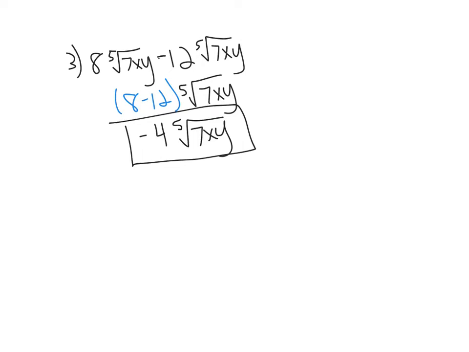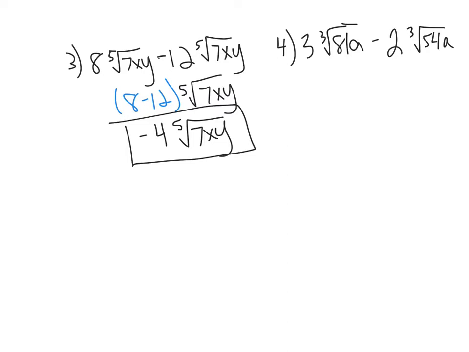So let's take it up a notch now. Let's look at this one. What if we have 3 times the cube root 81a minus 2 times the cube root 54a? So let's start with, are they like radicals? So cube root 81a, cube root 54a, uh-oh, they're not the same. But let's see if we can break it down.